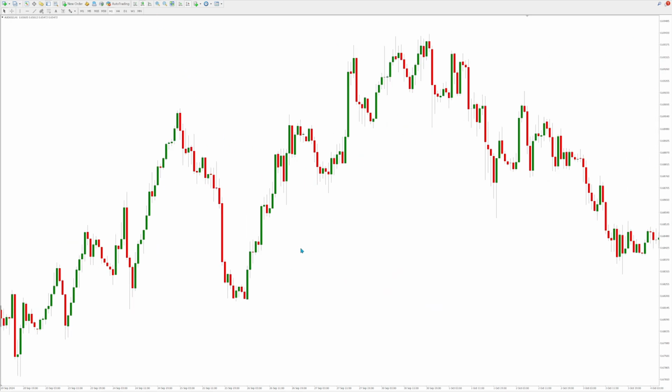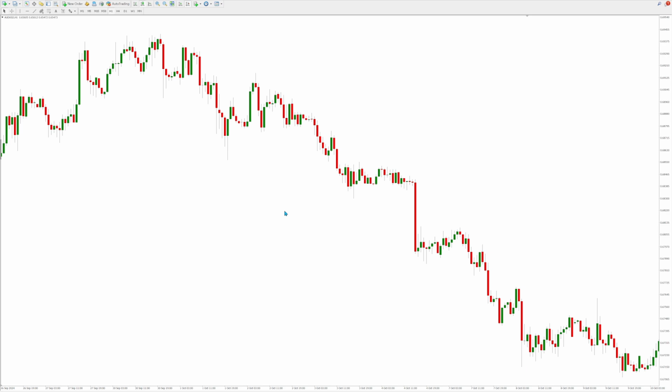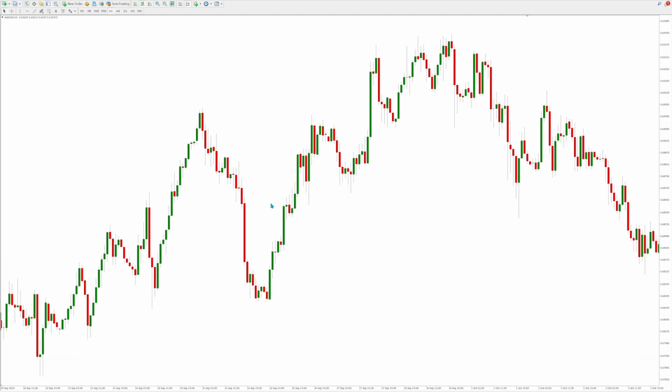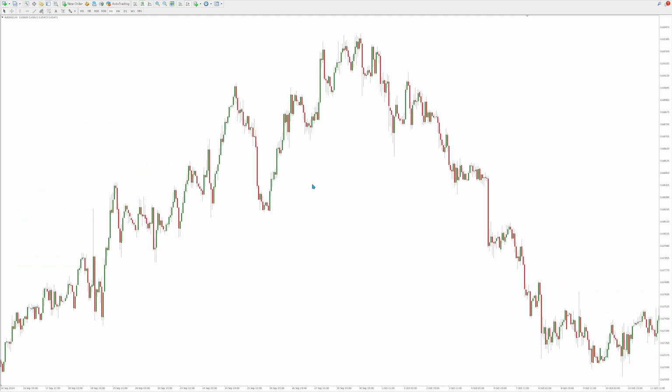So lower highs, lower lows. Basically this is an indication of a bearish market or a falling market. So what we're going to do is look for lower highs and lower lows, but most importantly is where we look for them.